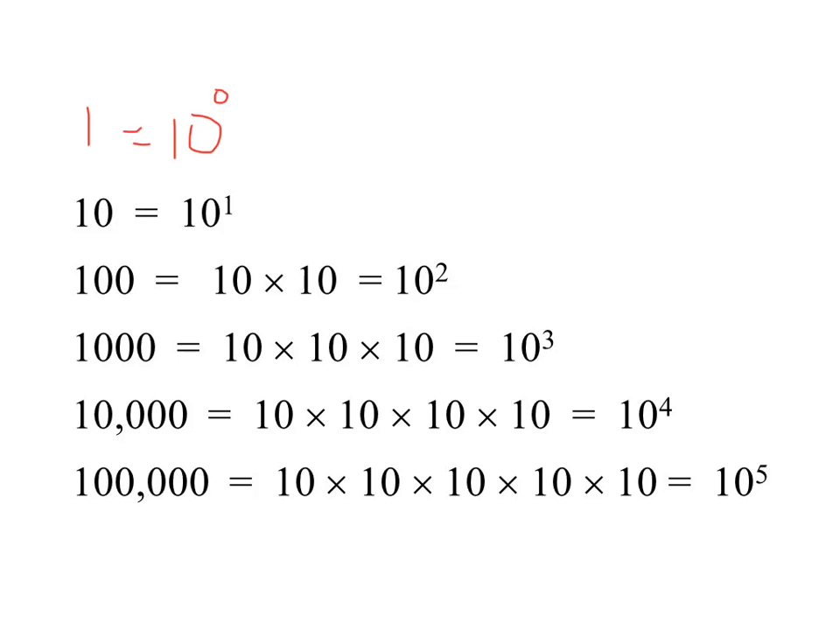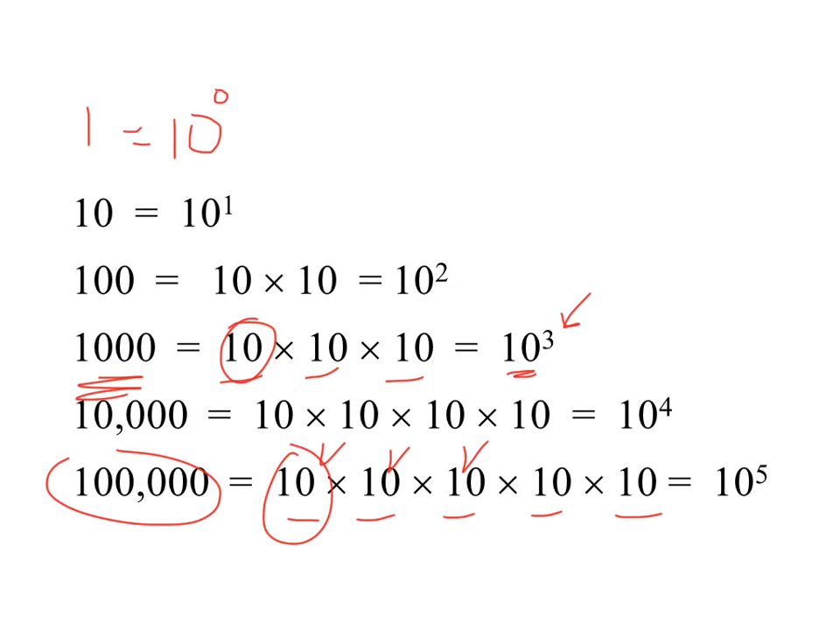Okay, so how are we doing with this? If we pick on 1,000 right here, okay, that's 10 times 10 times 10. And what you do is take your base times the number of times that you multiplied it by itself. Pick on 100,000 down here: 10 times 10 times 10 times 10 times 10. Take your base, times the number of times you had to multiply it by itself.